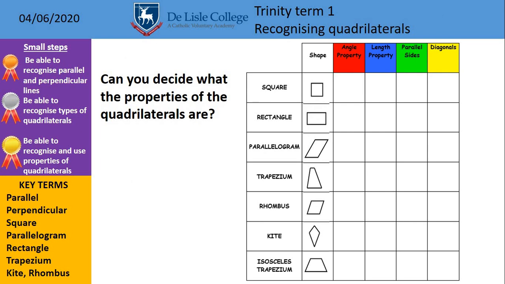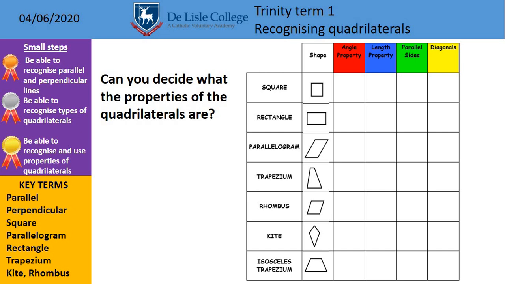So, can you decide what the properties of the quadrilaterals are? So, another time to draw out a table exactly as it appears there, and we're going to fill in all of the gaps here. Okay, so pause the video, make sure you get pencil and a ruler to draw the table exactly as it appears there. And I'll take you through the first one on a square, then I'd like you to have a go.